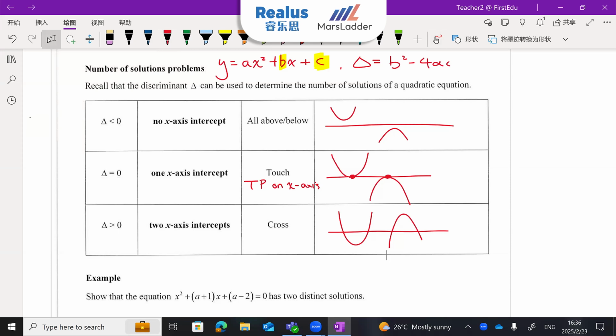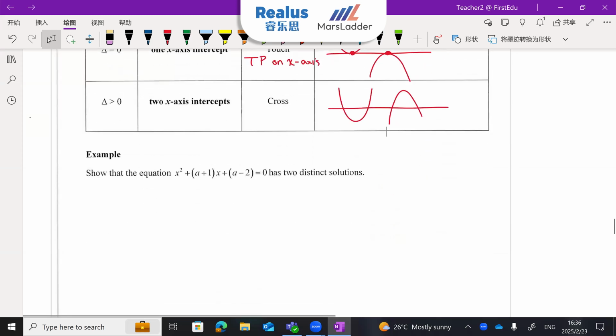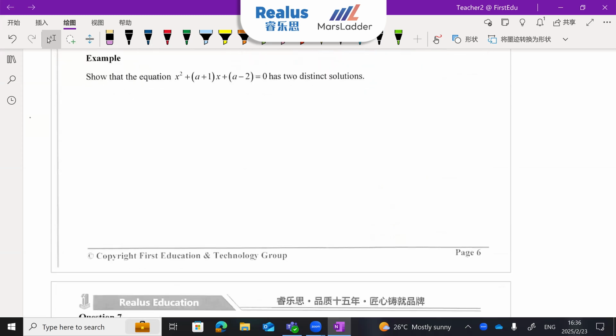So let's have a look at this next example here. This next example is a little bit trickier. Show that the equation x squared plus (a plus 1)x plus (a minus 2) has two distinct solutions. This a, we don't know what it is. It's just some random value, some constant.